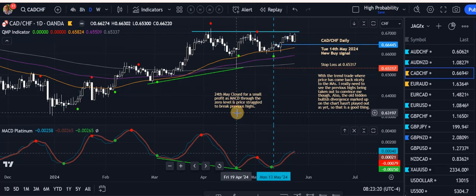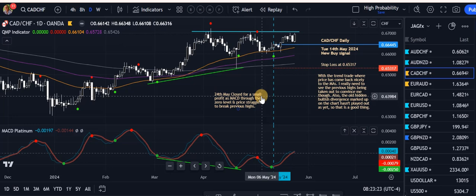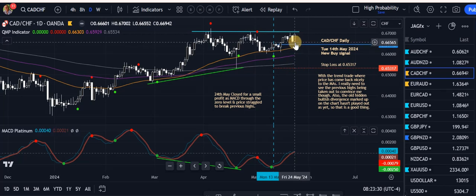Basically just called it on Friday. It's closed the trade for a small profit, as the MACD was through the zero level, and price struggled to break the previous highs. So we didn't have a loss here, but in hindsight, after watching Friday's candle go straight back up, probably the smart thing would have been to bring a stop loss in nice and tight, just below the moving averages there. Hindsight's a great tool, isn't it?